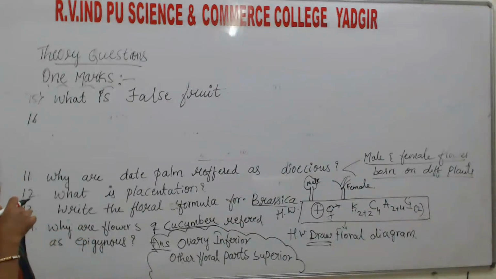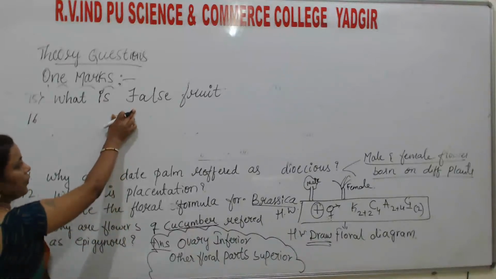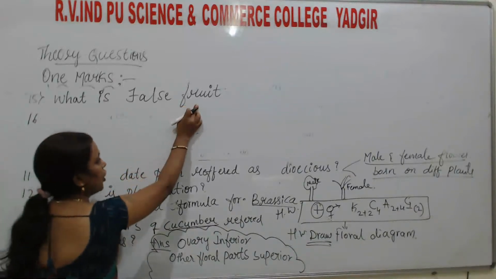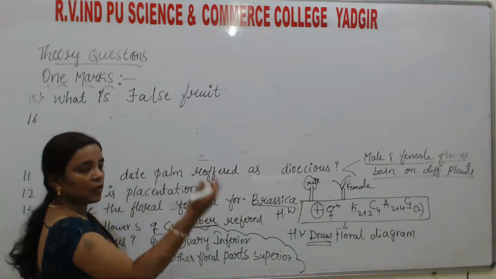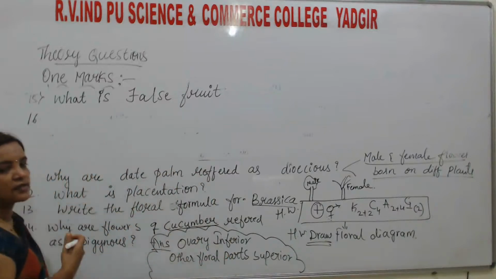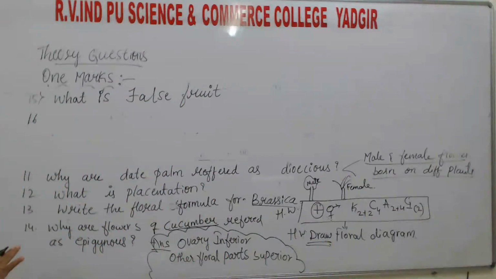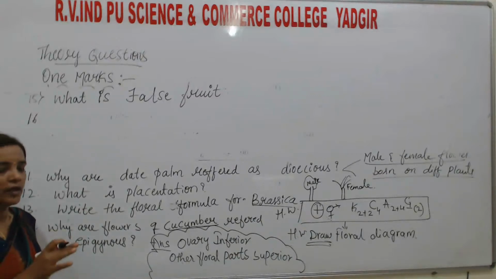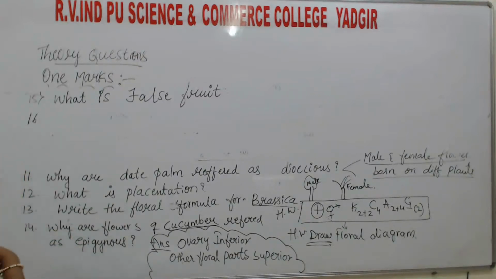We have discussed this in the fruit video itself. If you see the fruit video, you will come to know the differences between true fruit as well as false fruit. If a fruit is formed from something other than the ovary, then it is called false fruit. The ovary is not playing any role in false fruit. Next question.